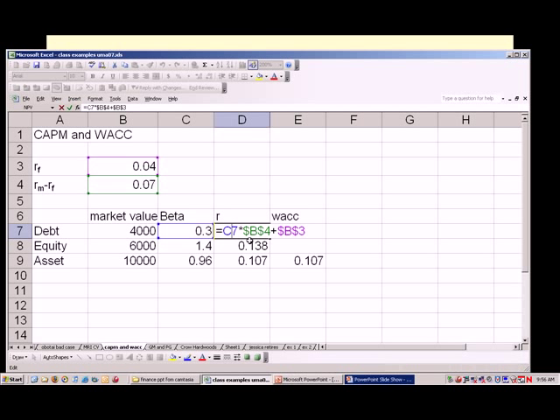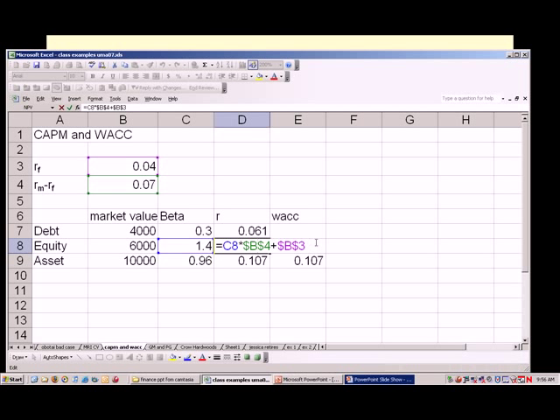The capital asset pricing model says that the required return is equal to the risk-free rate, which is given by B3 here, plus beta, which is in C7, times the market risk premium, which is in B4. So that calculation yields a cost of debt of 6.1%.